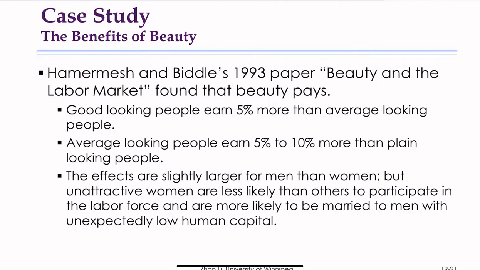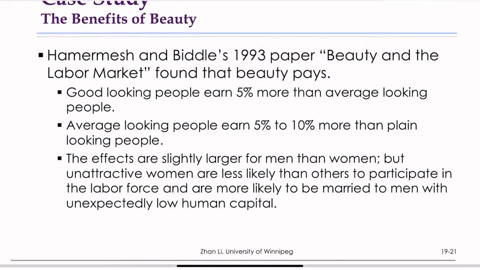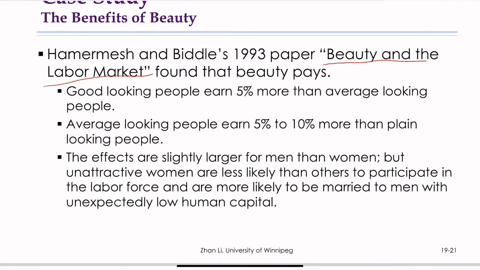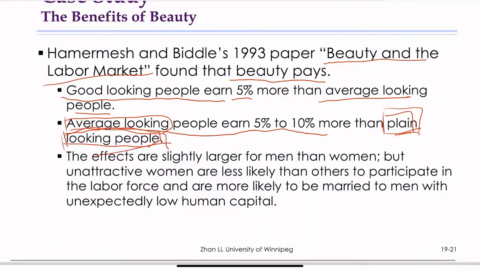So there's a research in 1993. It's actually a pretty famous research. It's called Beauty at the Labor Market. So the general finding is beauty actually pays. They find out good-looking people earn 5% more than average-looking people. And then average-looking people earn 5 to 10% more than plain-looking people. I have to say this, plain-looking people is an interesting name. I mean, average-looking, plain-looking. What's the difference? I guess plain-looking people have worse looks compared with average-looking people.